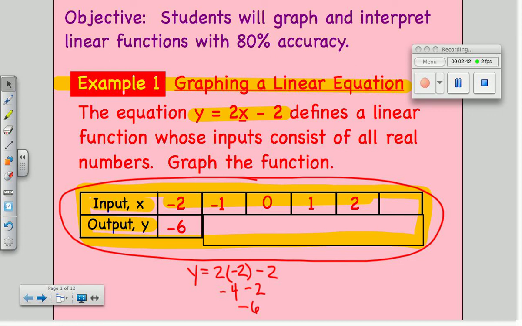Now I want you to try it. I want you to try it with negative 1. So you're going to try y equals 2 times negative 1 minus 2. So 2 times negative 1 is negative 2. Order of operation says I have to do multiplying first. And negative 2 minus 2. Please don't say 0. So we have negative 2 minus 2. And hopefully you got negative 4.